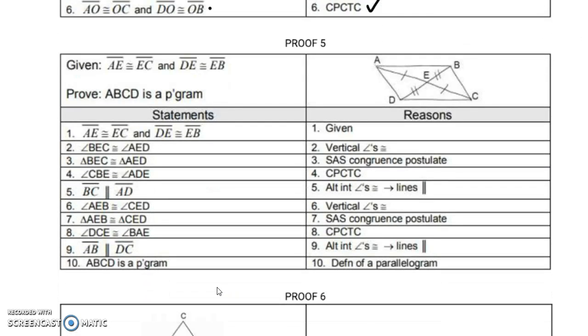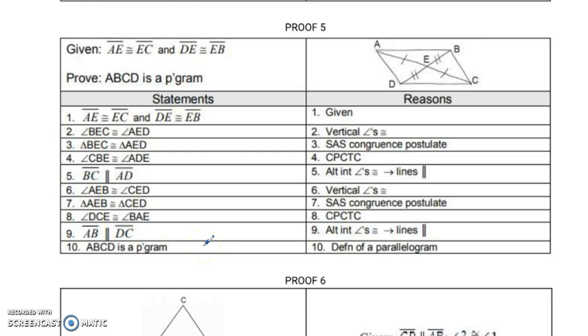For proof number 5, we were trying to prove that it's a parallelogram. So if you try to start by saying that AD is congruent to BC, for example, you weren't allowed to do that. We don't know that yet because we don't have the definition of a parallelogram as a given. We're trying to prove it. So in order to prove that something is a parallelogram, there's a number of different ways to do it.